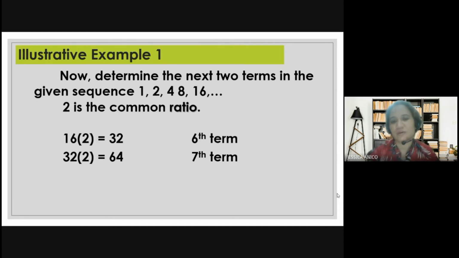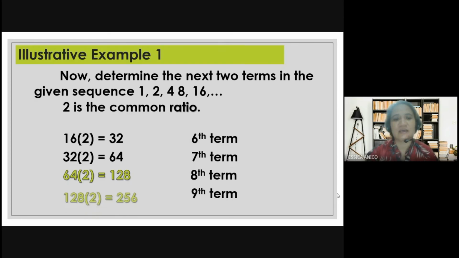Now, what could be the 8th term and the 9th term? So that will be 64 times 2 is 128 and the 9th term is 128 times 2, which is 256. So that is how you can identify the next term in a geometric sequence.